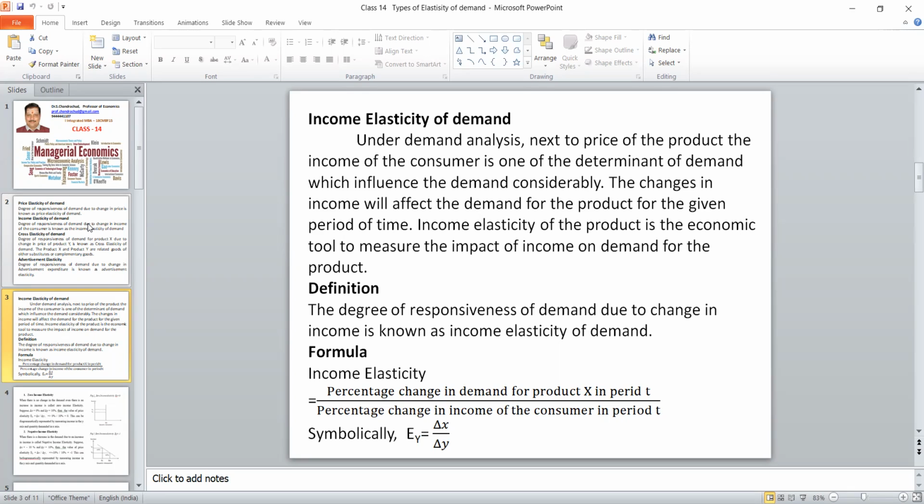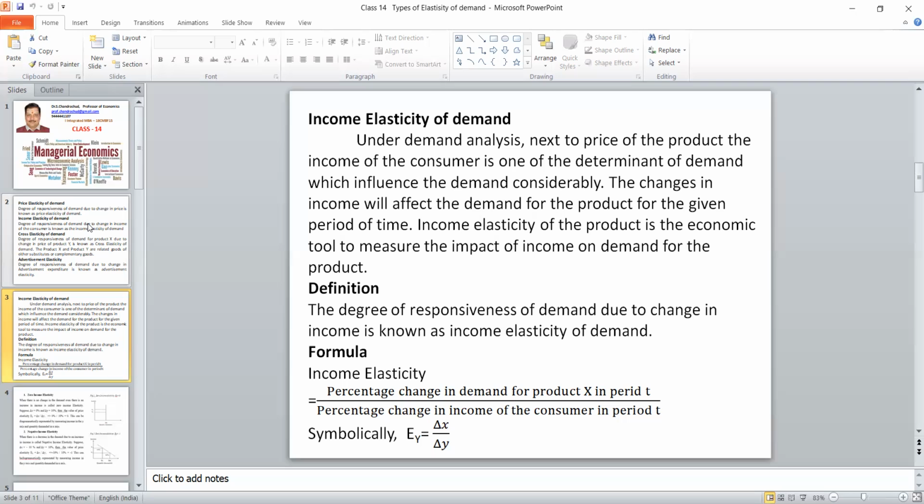How do we define it? The degree of responsiveness of demand due to change in income is known as income elasticity of demand. From this definition, we can extract the formula. Here I am giving the percentage form, where in the numerator, the percentage change in demand of the product for the period T, and in the denominator, the percentage change in income of the consumer for the period T. We may say change in demand divided by change in income. EY equal to delta X by delta Y. This is the formula.